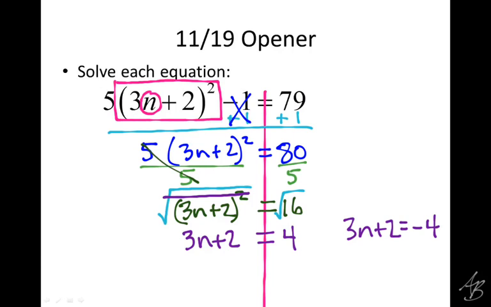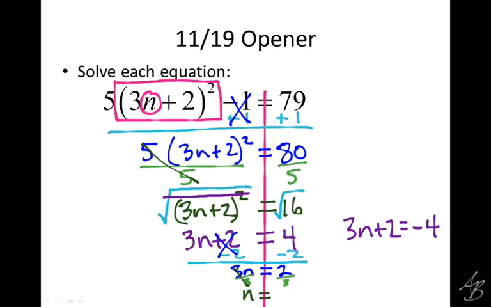All right, so now let's continue solving. On the one on the left, we're going to subtract 2 from both sides. And when those 2's cancel, that leaves what? 3n equals, what do we get on the right side? 2. Okay, then what? Divide by 3 on both sides. And when those 3's cancel, we get n.